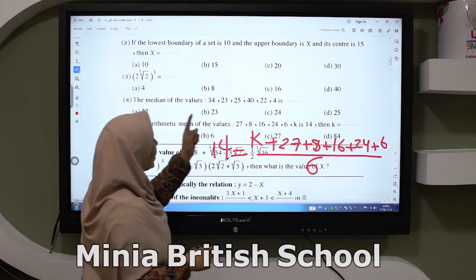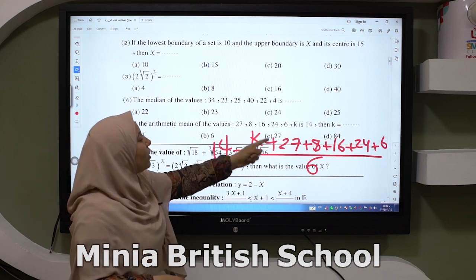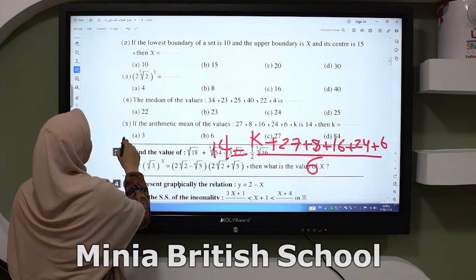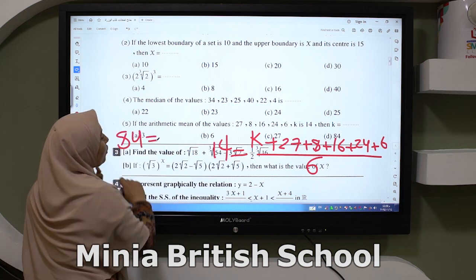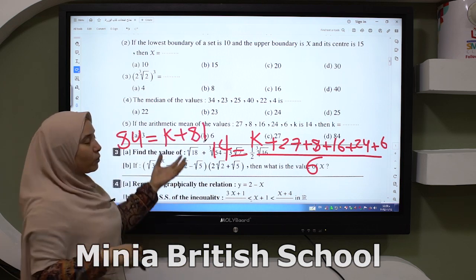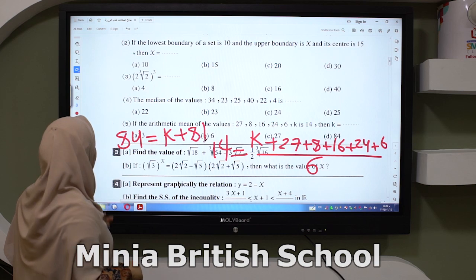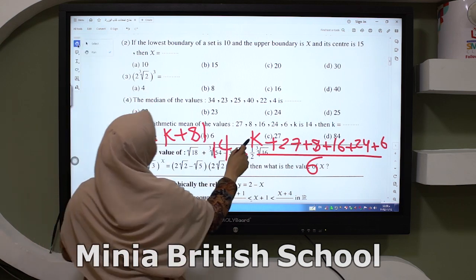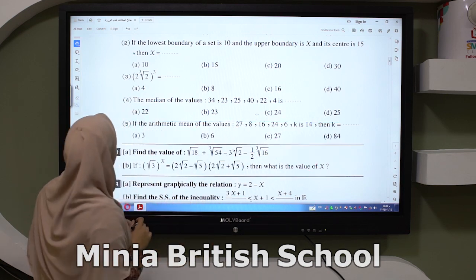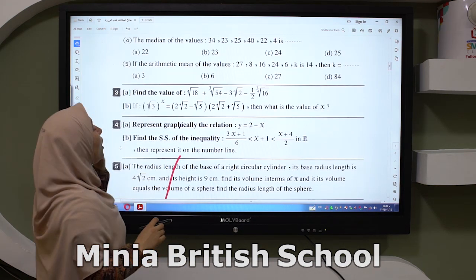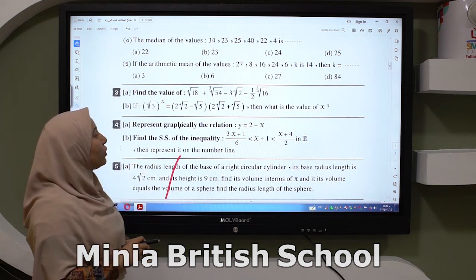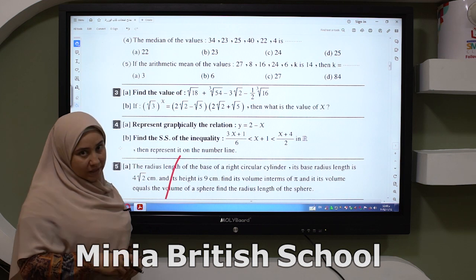All of them, the mean equals 14. Then 6 times 14 equals their sum. Okay, 6 times 14 equals 84. All of them equal k plus 81. Then k equals 3. Good. Now, exercise number 3. Find the value of root 18 plus cube root 54 minus 3 root 2 minus half cube root 16.